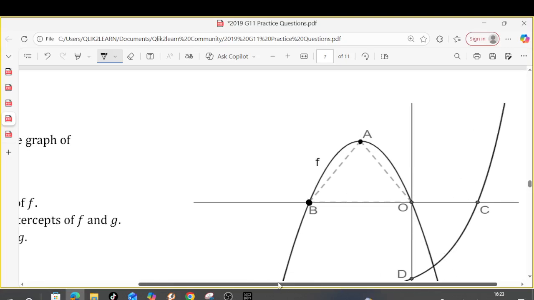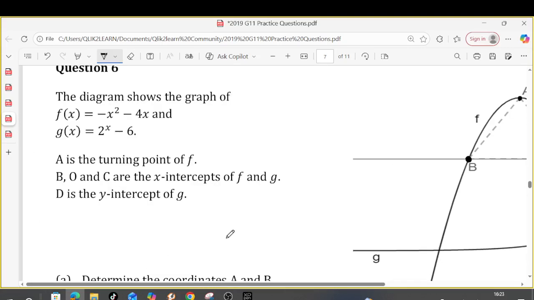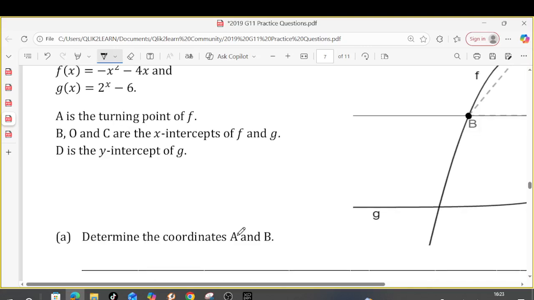What I'm going to do, should we start with A? Let's start finding A. Remember that A is on the parabola, and the equation for the parabola is given as f of x equals negative x squared minus 4x.